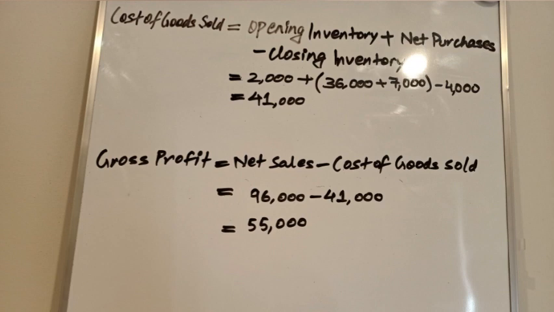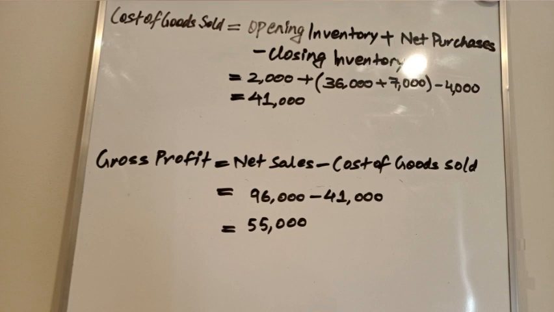Purchases is 36,000, but we have one freight inwards as well, which is 7,000. So we need to add that to the purchases amount because it's a cost related to cost of goods sold, as discussed earlier when I was explaining everything. So that gives us the cost of goods sold to be 41,000.